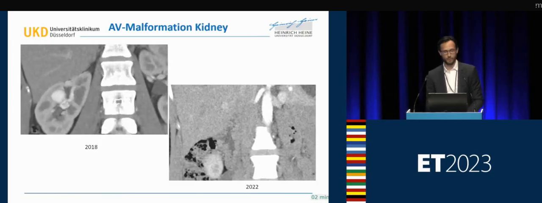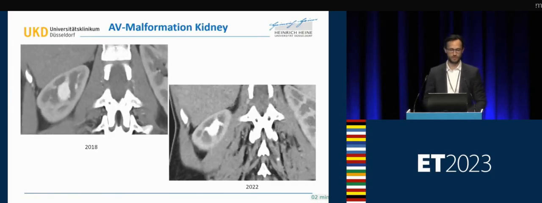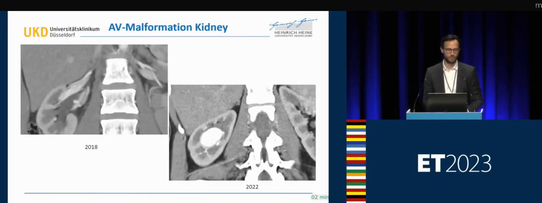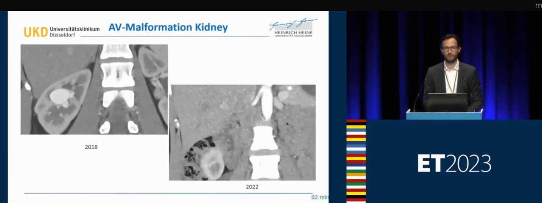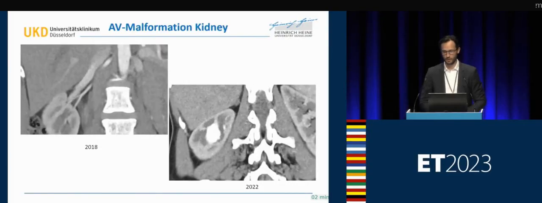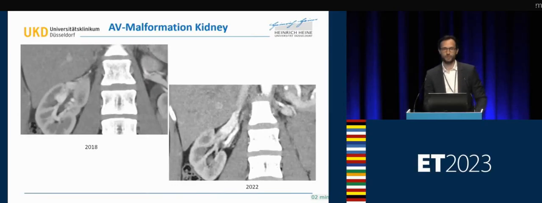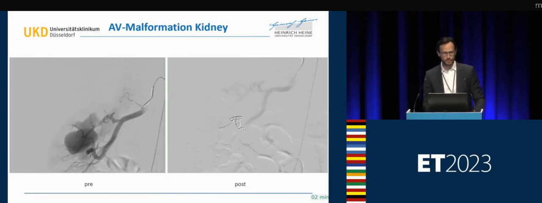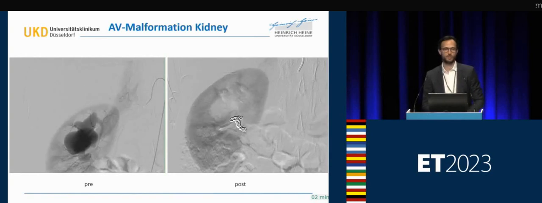Here I also brought the CT from 2018. This was actually already seen, but we saw a progression. The patient was suffering from pain and also started with onset of hematuria. And here you see the CT scan from 2022. Here I show you the angio, where you see this nice feeding artery with this large sac.